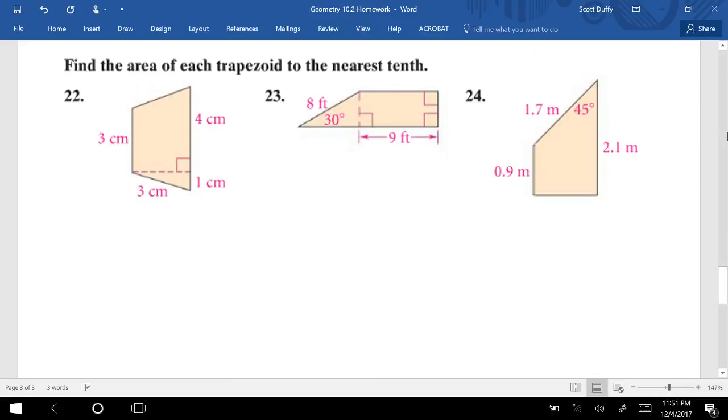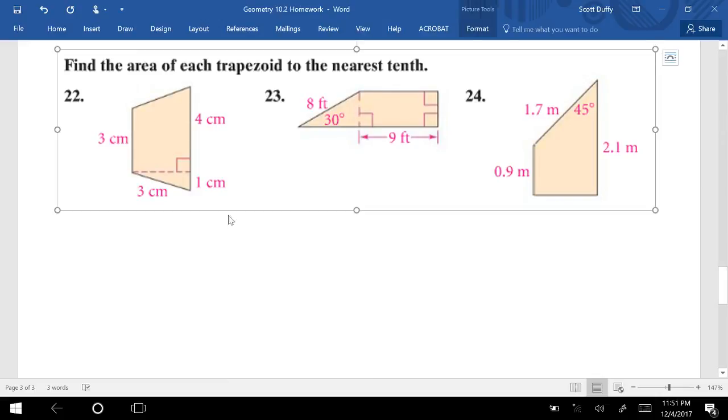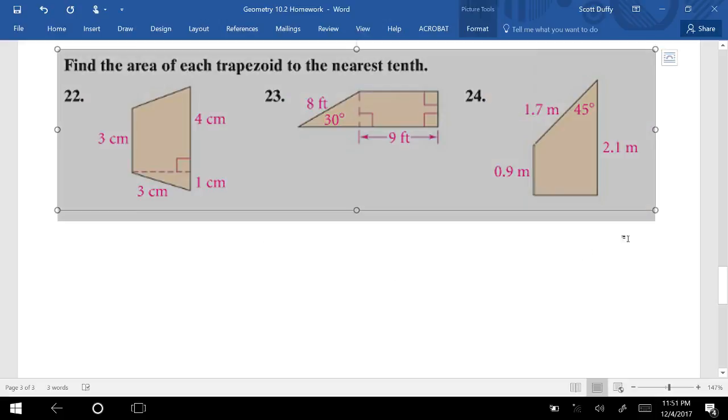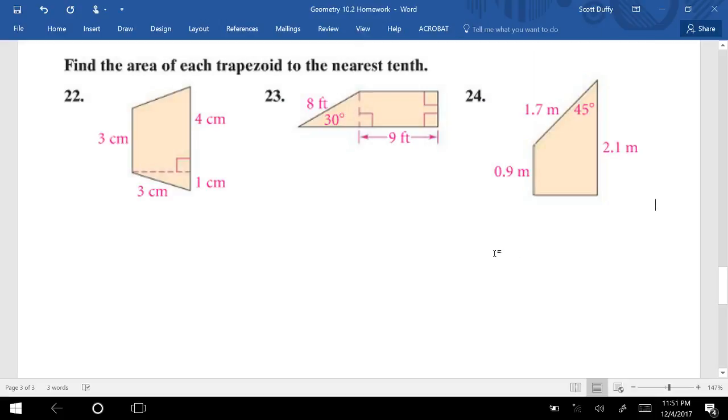Okay, so find the area of each trapezoid to the nearest tenth. What I'm going to do is recognize that I don't know this height, but I have a right triangle right here with one side being 1 and then the hypotenuse being 3.